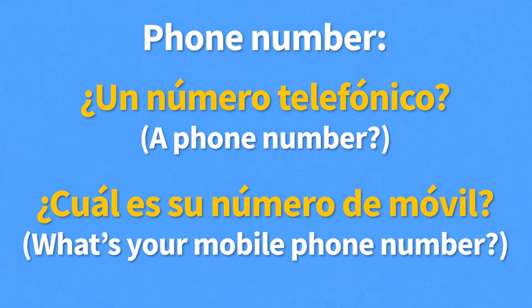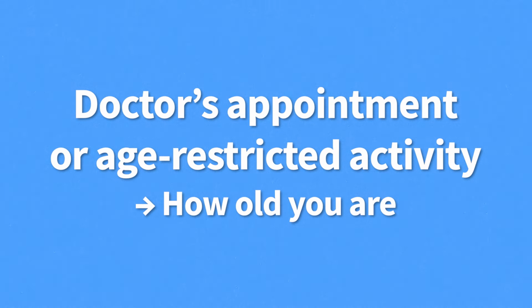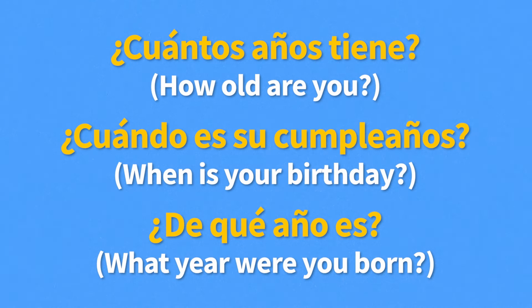After your name, they might ask you for your number. For example, un número telefónico, a phone number. ¿Cuál es su número de móvil? What's your mobile phone number? If you're trying to book a doctor's appointment or an activity with an age restriction, they'll probably ask you how old you are. For example, ¿cuántos años tiene? How old are you? ¿Cuándo es su cumpleaños? When is your birthday? ¿De qué año es? What year were you born?